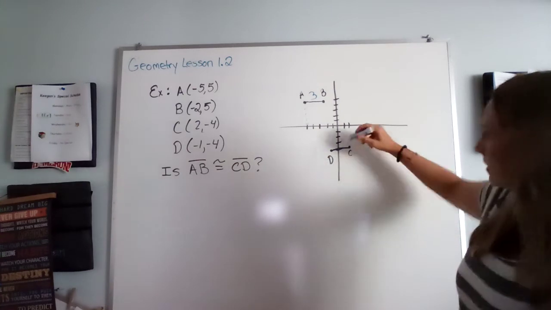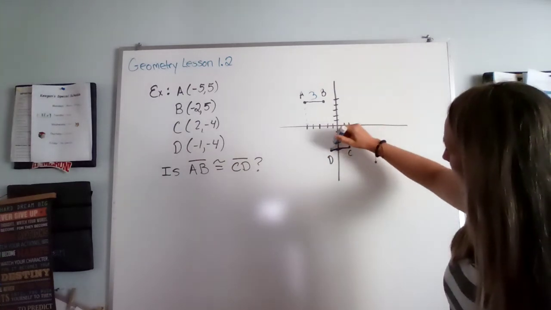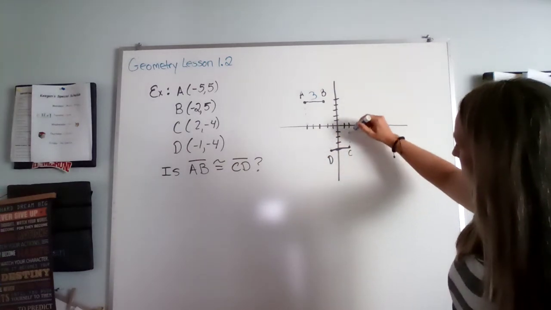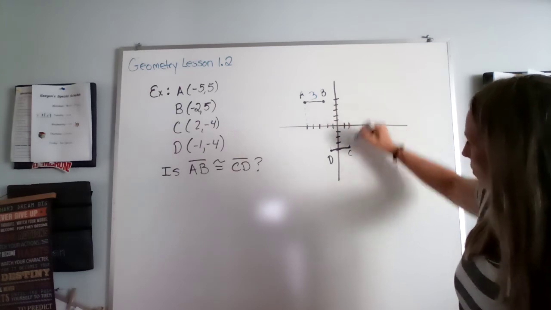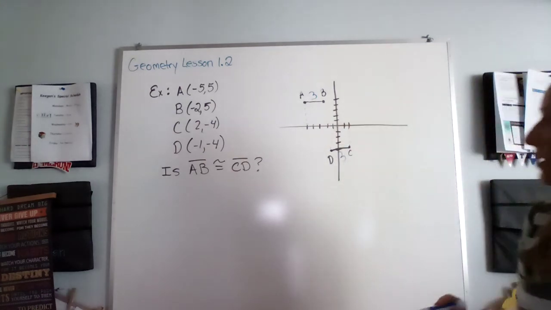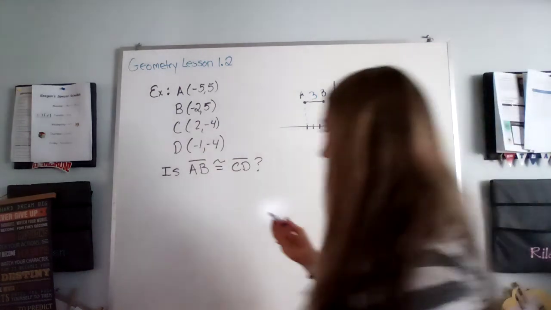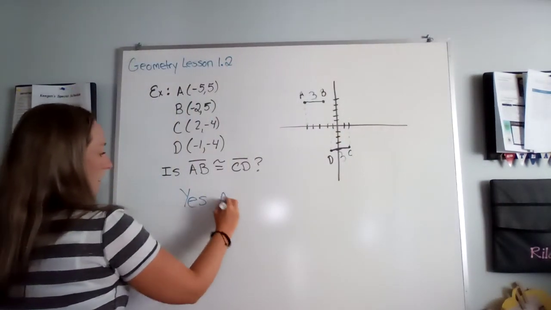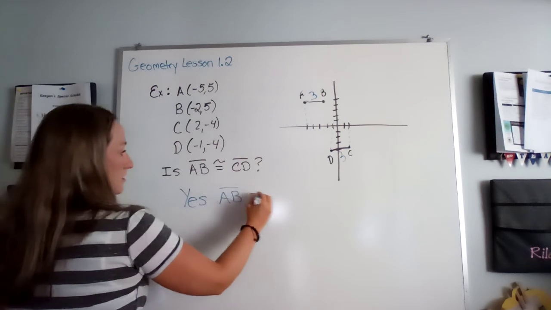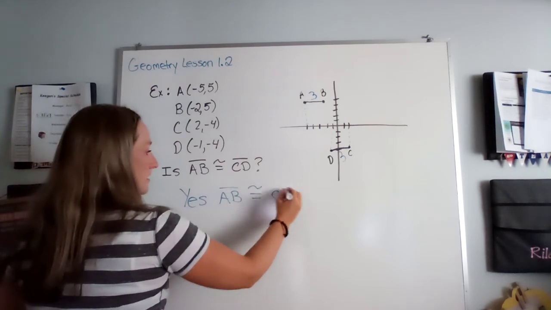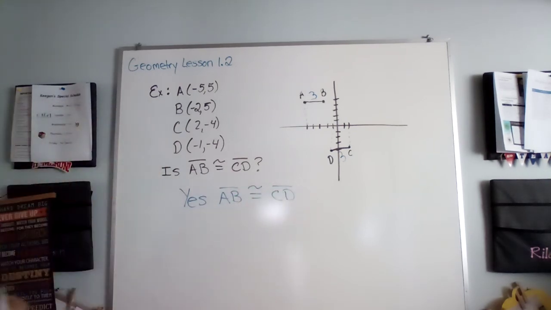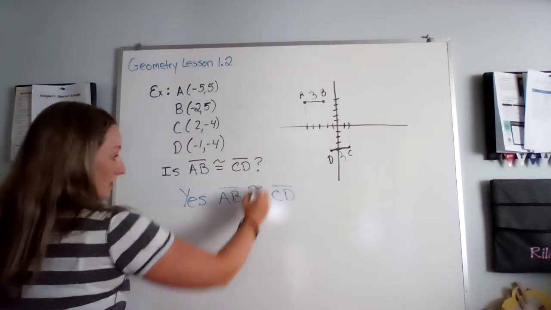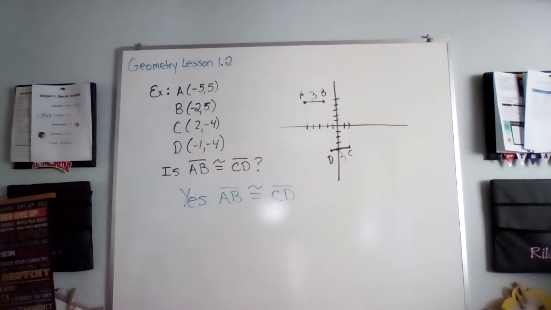And do the same thing here. This was at -1, and this was at 2. So 1, 2, 3 units long as well. All right, so since they are both 3 units long, you could answer that yes, segment AB is congruent to segment CD. Now, if they weren't the same, you would say they're not congruent by drawing a line through the congruency symbol, just like we do for not equal.